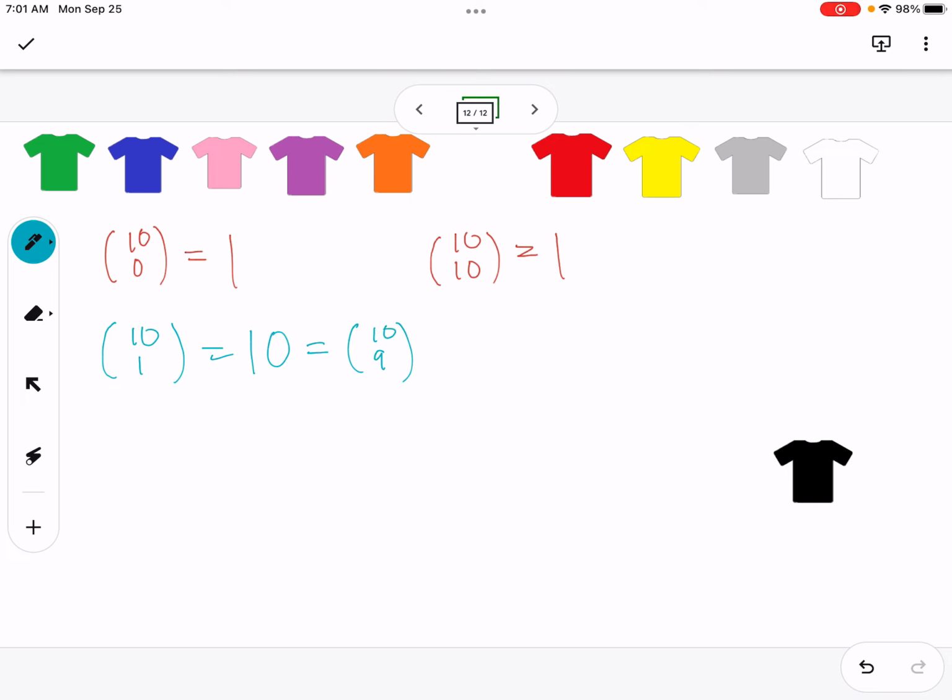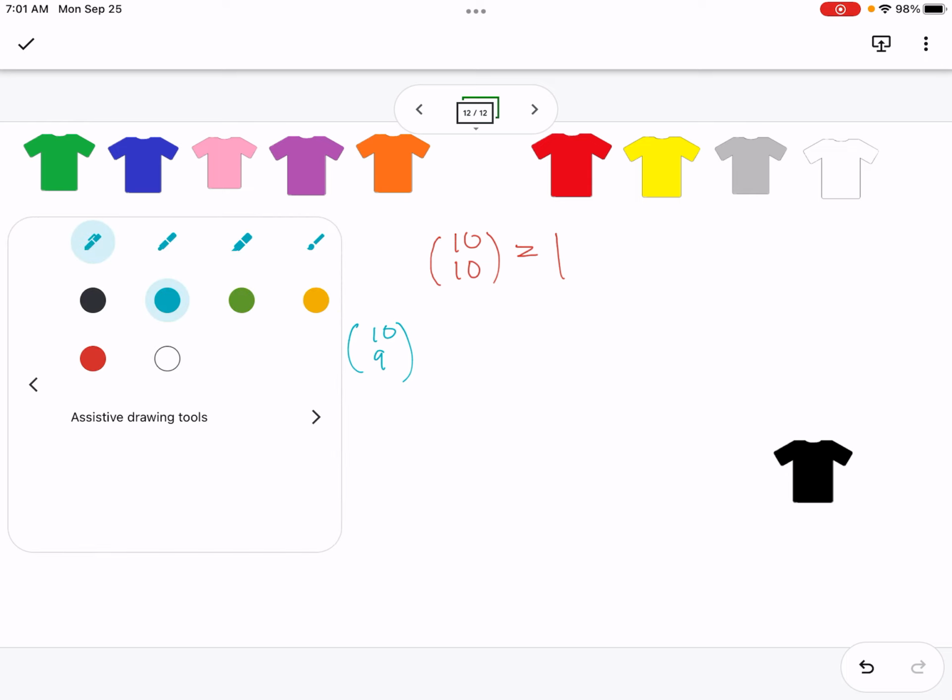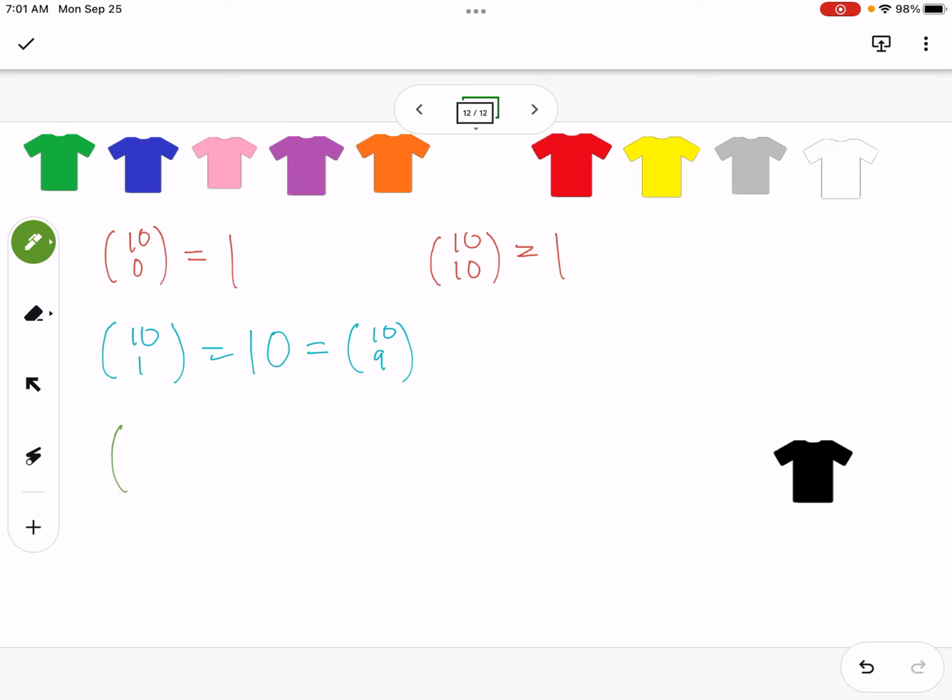If I'm not packing any of my shirts, I'm packing other clothes, I can either choose the number of ways to bring none with me, or choose the number of ways to leave 10 at home. So similarly, 10 choose 3. If I'm bringing 3 shirts with me, I can either choose those 3 to bring, or I can choose the 7 to leave at home.